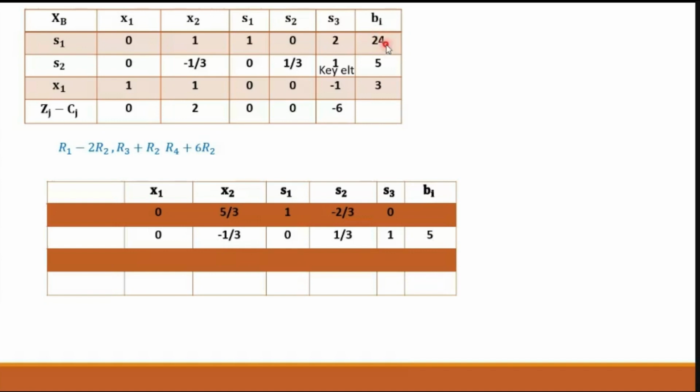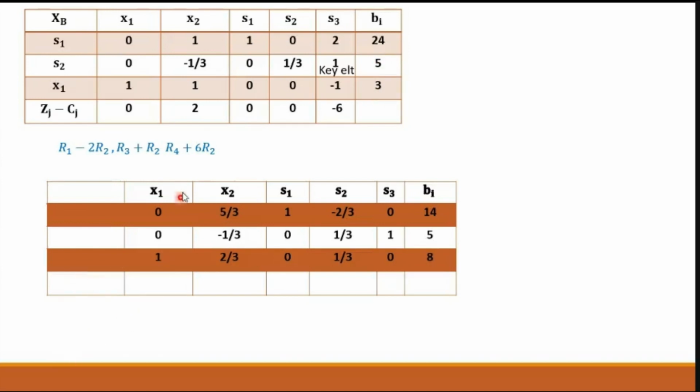How much is first BI? 24 minus 2 into 5. 24 minus 10, that is 14. Yes. Now write the third row. Third row में क्या होगा? R3 plus R2. So 1 plus 0, that is 1. 1 minus 1 by 3, 2 by 3. 0 minus 0, 0. 0 plus 1 by 3, that is 1 by 3. Minus 1 plus 1, 0. 3 plus 5, that is 8.